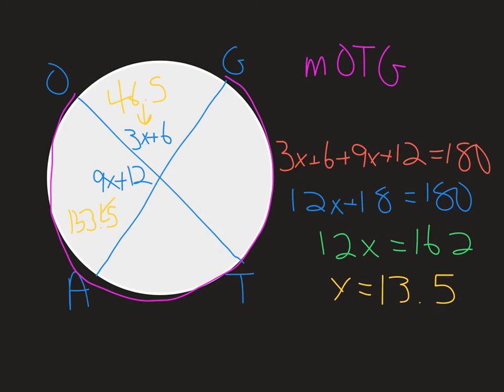So if I want OTG, that's going to be the 133.5, because the central angle and the arc have the same measure, plus 180. So I can add 180 to that. So that's 313.5 degrees. Now I could have also, if I wanted to, said, well, that's 46.5. So I take 360 and I subtract 46.5, and I'll get that same 313.5. Hope that makes some sense.